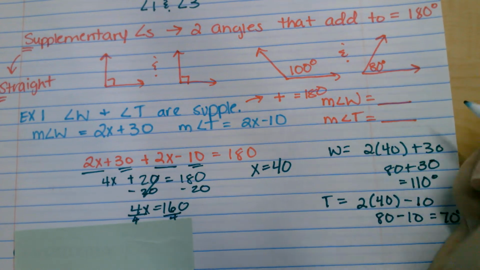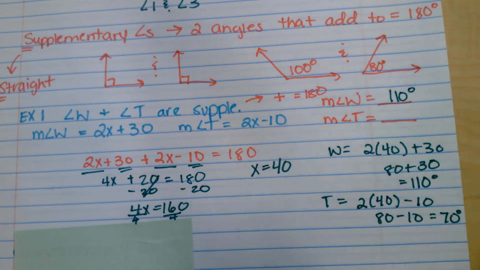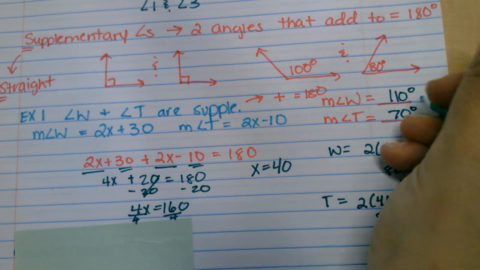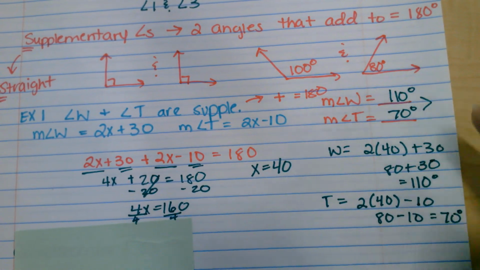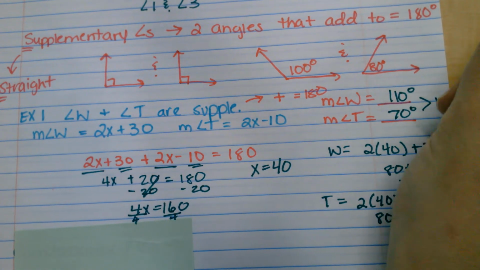You could subtract it from 180. I'm going to double check. When you add 70 and 110 together, what do we get? So it worked out, right?